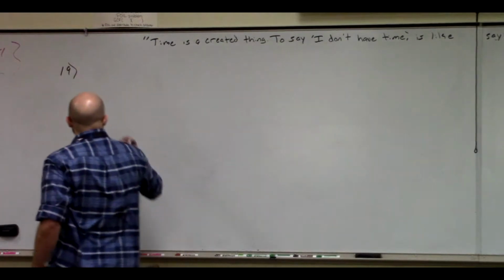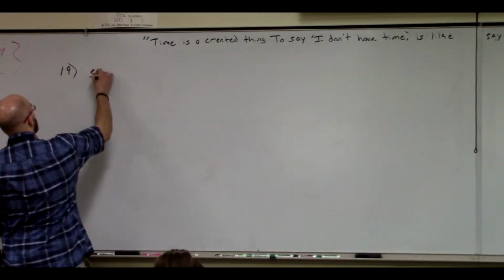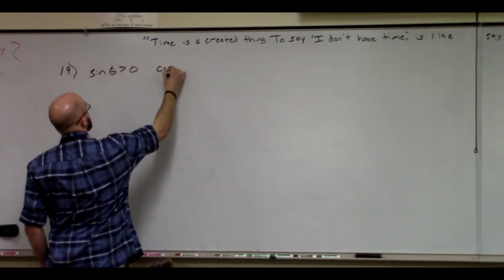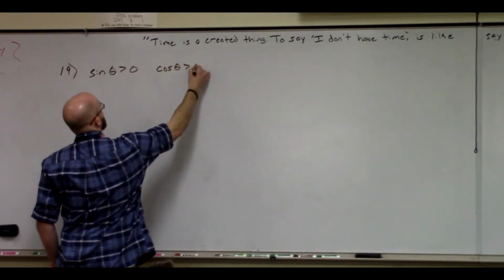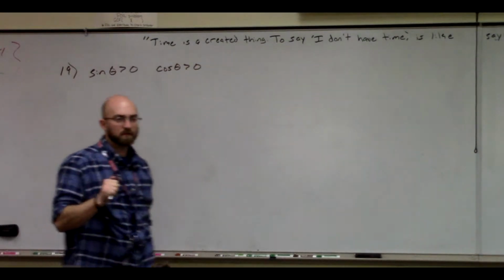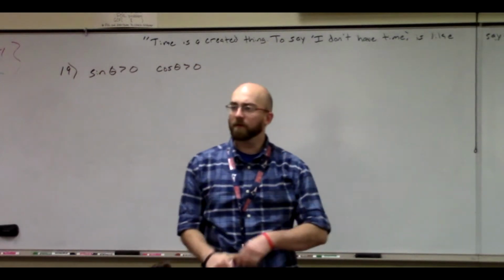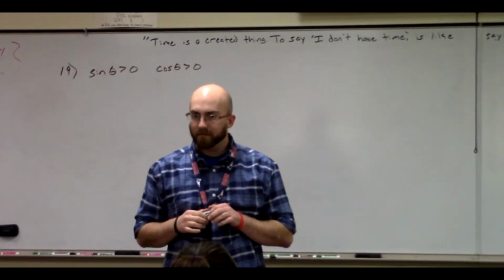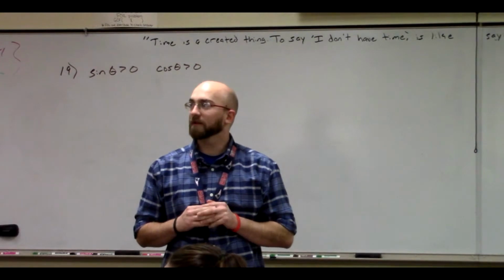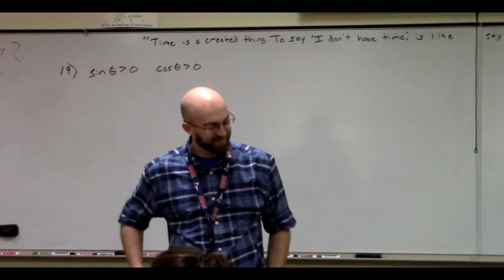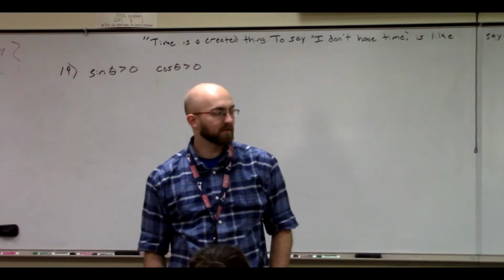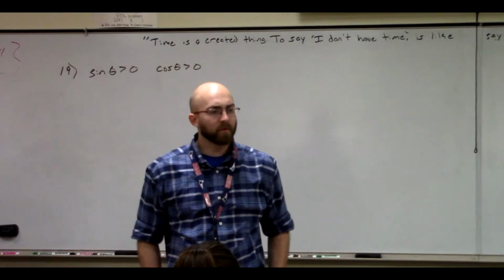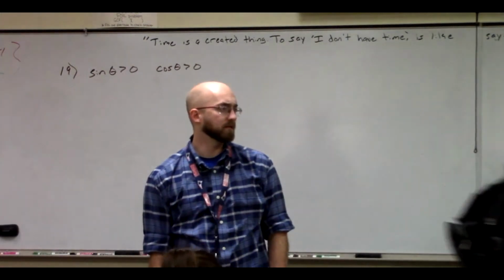Number 19, we're given that sine theta is greater than 0 and cosine theta is greater than 0. Correct? And we want to find, is that 1 through 5 or 1 through 8? 1 through 8, okay, sorry. We want to find what quadrant that angle would be.